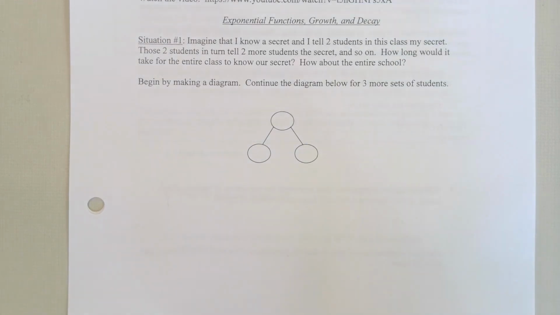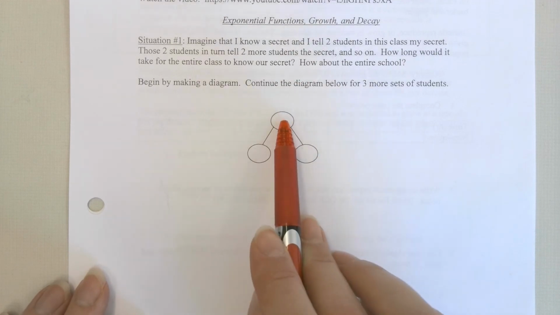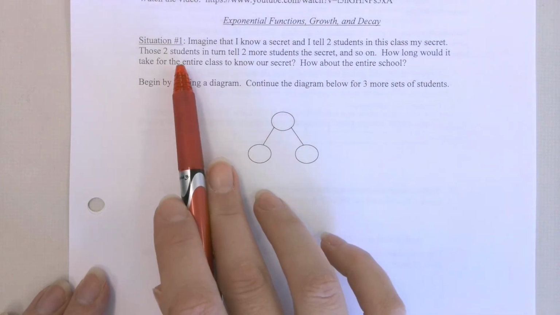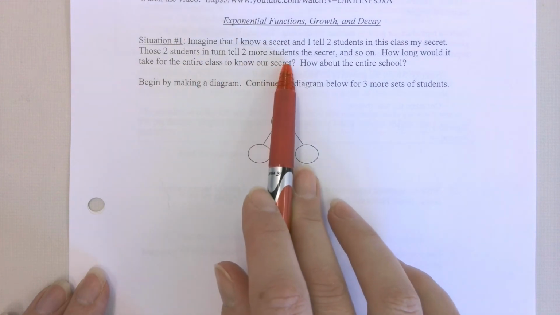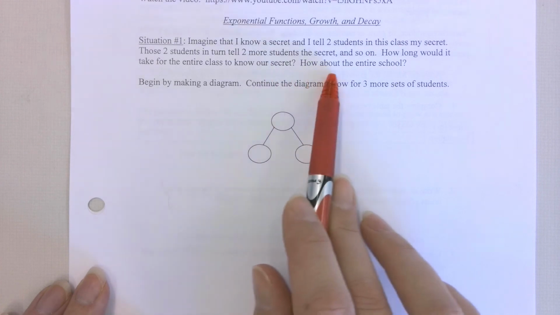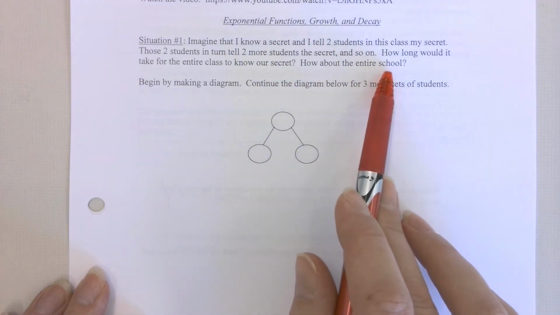So in this situation, we have someone that knows a secret, and they're going to tell two students. And then each student is going to tell two more students the secret. So we want to know how long it will take for the entire class to know our secret, how long for the entire school, and so on.